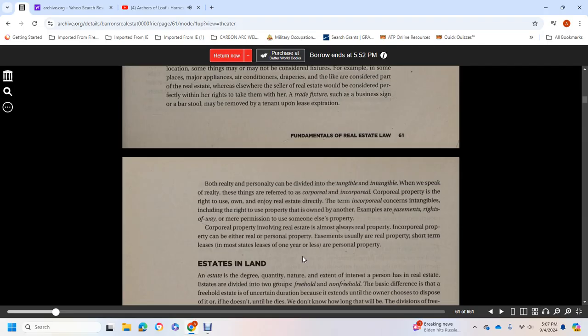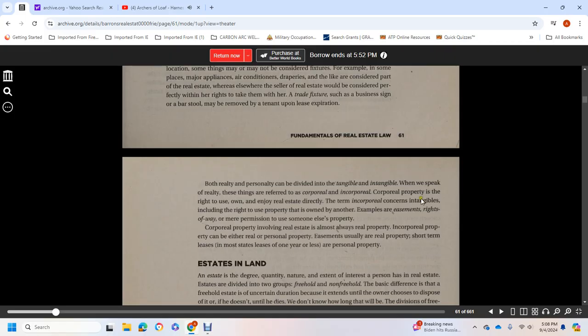Both realty and personalty can be divided into tangible and intangible. We speak of the realty as these things referred to as corporeal and incorporeal. Corporeal property is the right to use, own, and enjoy real estate directly.